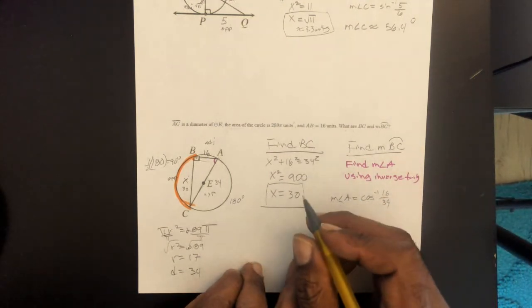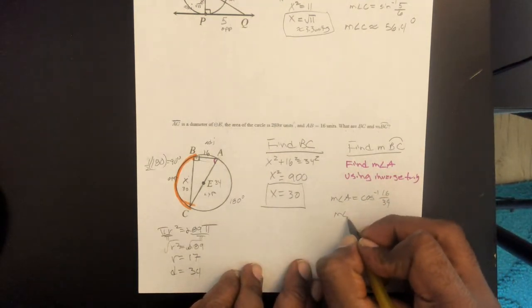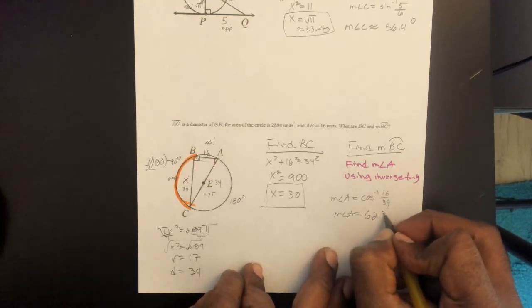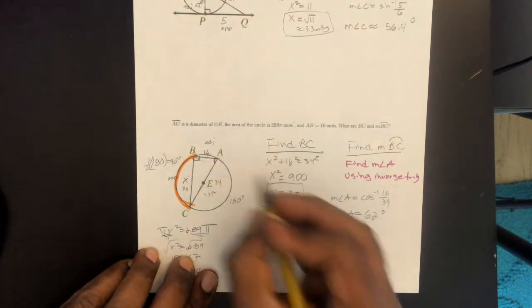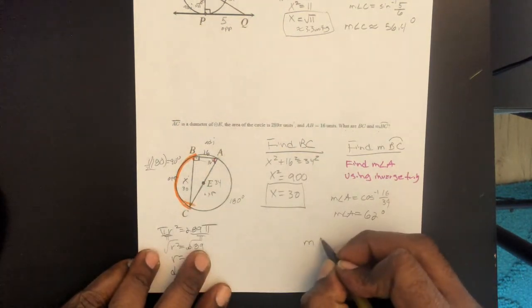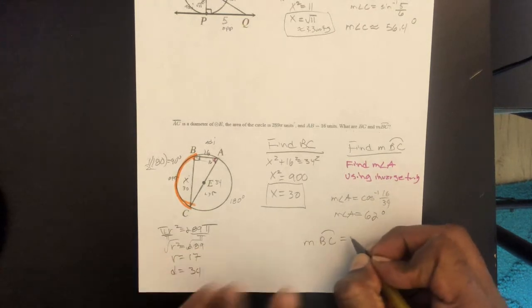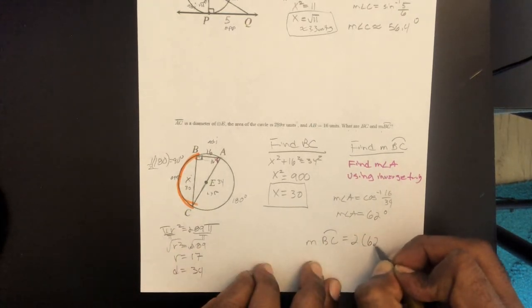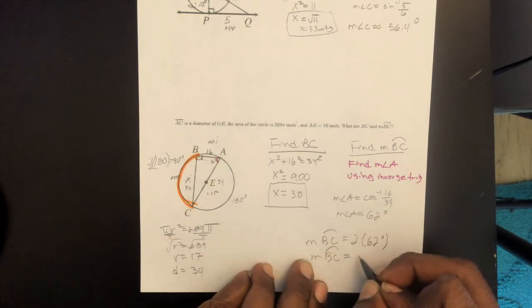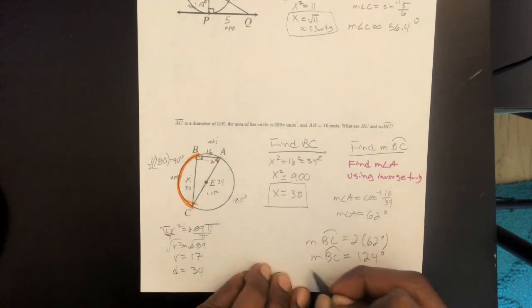So the measure of angle A is going to equal the inverse cosine of 16, adjacent, over 34. And this comes out to about 62 degrees. So the measure of this angle is 62 degrees. The measure of arc BC is going to be 2 times 62 degrees. So the measure of arc BC is going to equal 124.